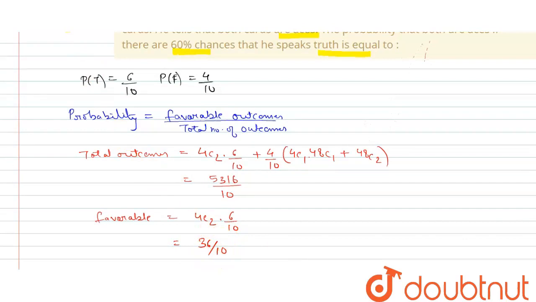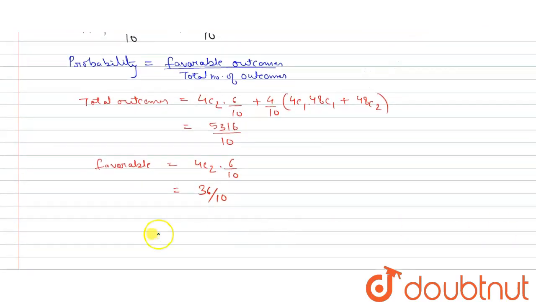Now probability is equal to favorable outcome, that is 36 upon 10, divided by total number of outcomes, that is 5316 upon 10. 10 cancel out. On further solving this, probability is coming to be 3 upon 443. So this is our required probability, 3 upon 443.